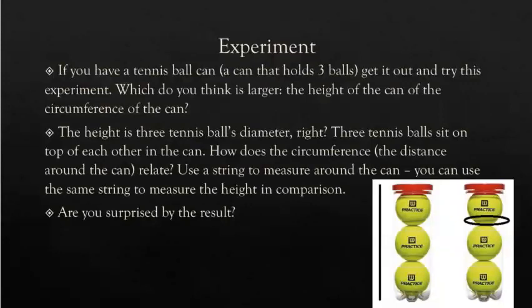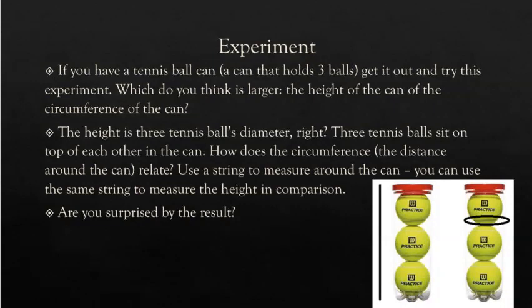If you have a tennis ball can, a can that holds 3 balls, you should get it out and try this experiment. What do you think is larger, the height of the can or the circumference of the can? Well, what is the height equal to? It would be the 3 tennis balls' diameters put together, because the 3 tennis balls sit on top of each other in the can. How does the circumference, the distance around the can, relate to the height?